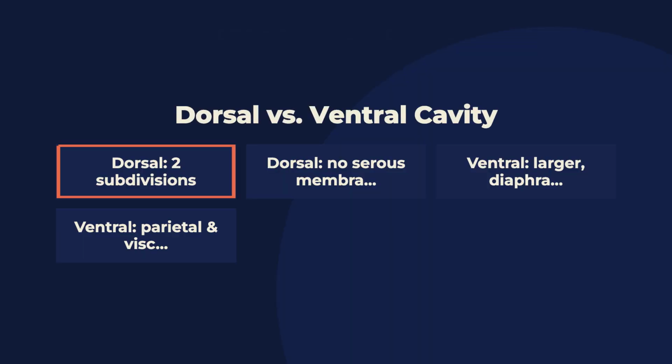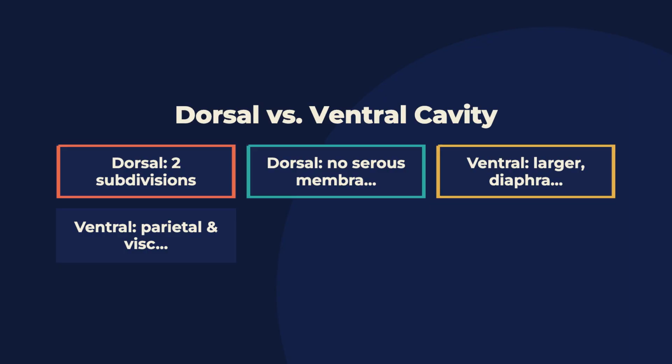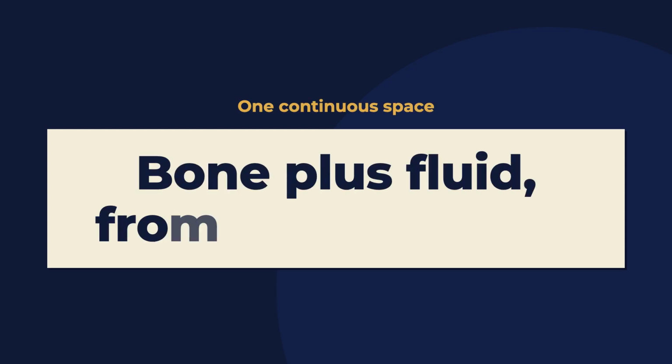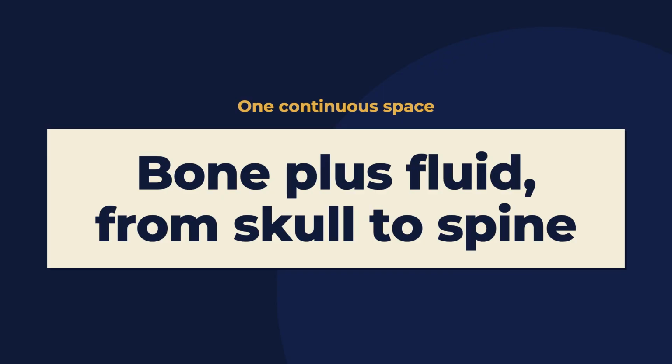The dorsal and ventral cavities are not mirror images. The ventral cavity is larger, divided by the diaphragm, and lined throughout by serous membranes, while the dorsal cavity has only two subdivisions and no serous membranes at all. Expecting parietal and visceral layers around the brain is a costly mistake. Because the cranial and vertebral cavities are continuous, a lumbar puncture in the lower back can diagnose brain conditions, and meningitis is treated as a whole central nervous system emergency, not a local one.